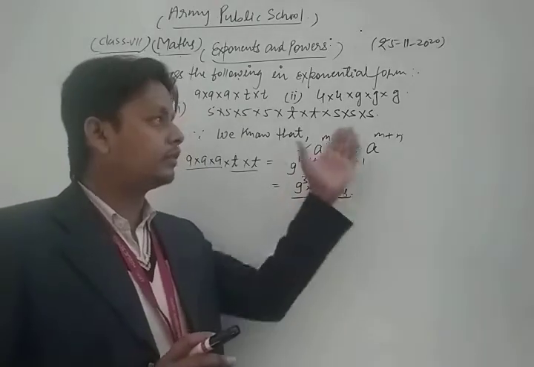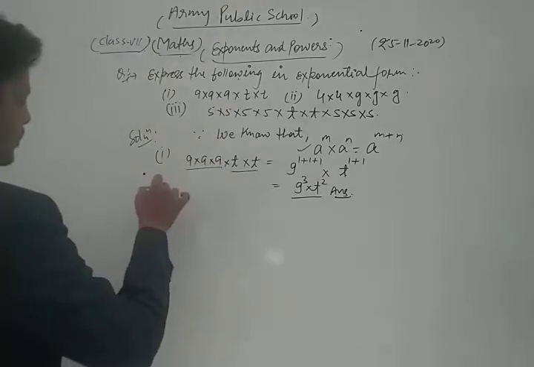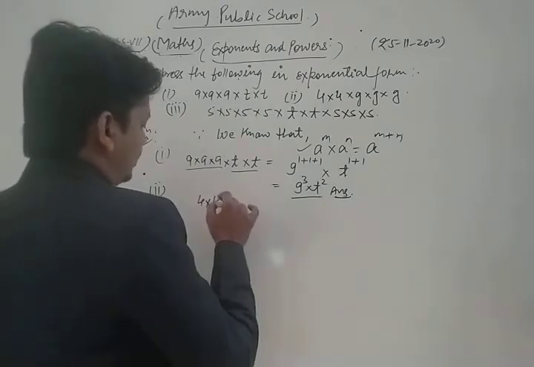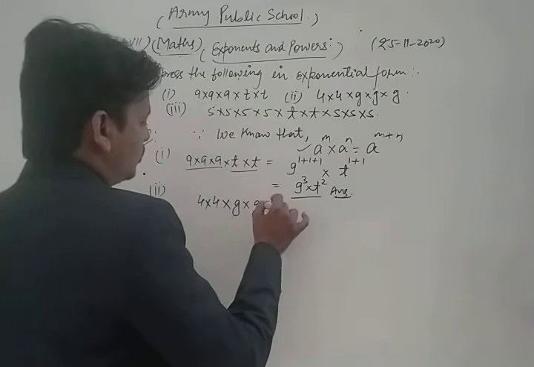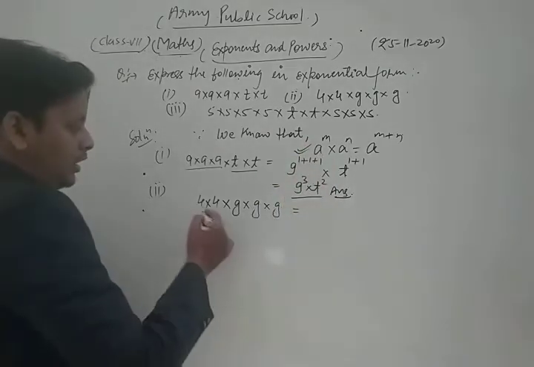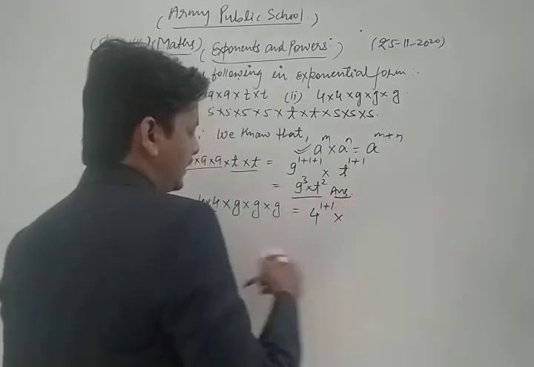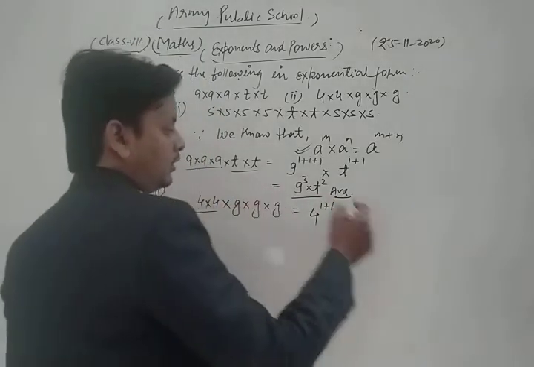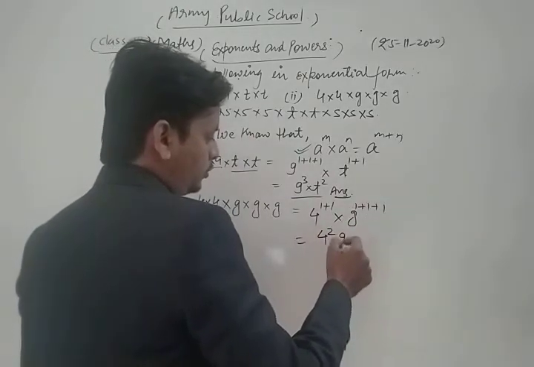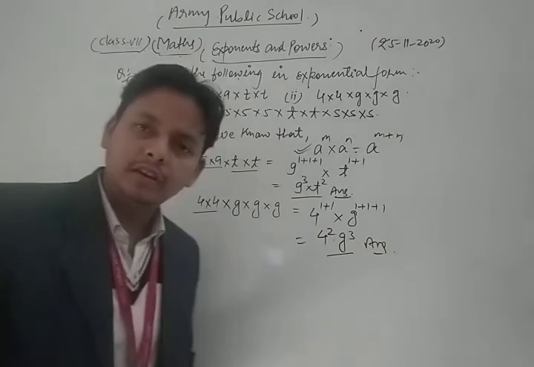Similarly we can solve the second and third parts. The second part is 4 into 4 into g into g into g. Again we apply the laws of exponents. The bases are the same, so we write 4 to the power 1 plus 1, and g to the power 1 plus 1 plus 1. So we have 4 to the power 2 into g to the power 3. This is our required exponent form.